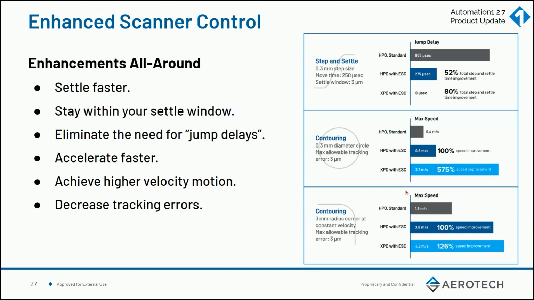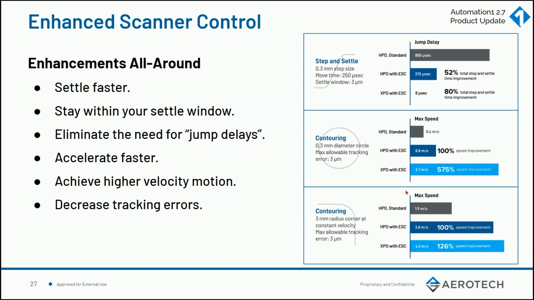Contouring applications. Now we're trying to trace a circle and stay within 3 microns. It's a 300 micron diameter circle, so maybe 1% circularity error we're looking for here. Our max speed with HPO could only get up to 4.4 meters per second. With the XPO and the enhanced scanner control, we're up to 2.7 meters per second. We are cooking now. We're going so much faster. You're going to get so much more throughput on your system, and you're not going to have more error.